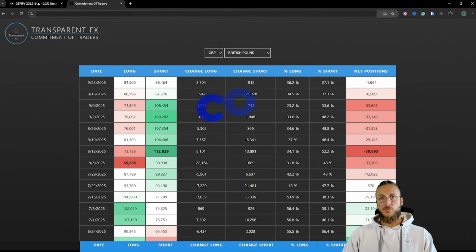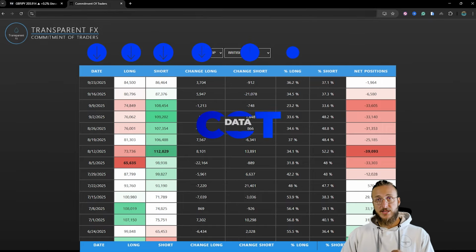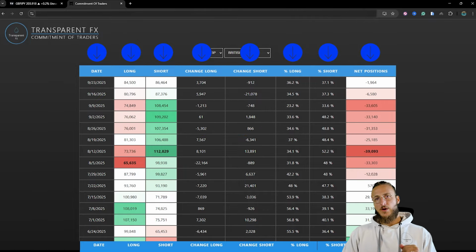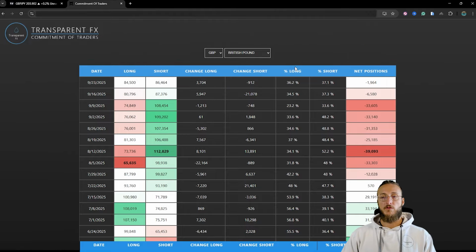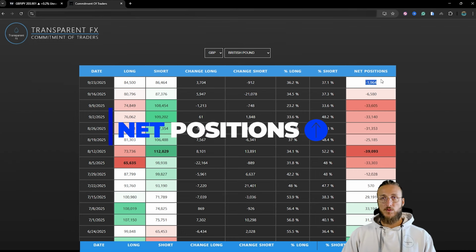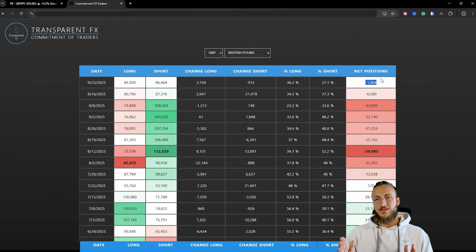Now, if we move to the commitment of traders analysis to see what institutions in the market are doing, and we look at the data for the GBP, what we can see is that even though we're missing the very last few reports because of the US government shutdown, we are still seeing an increase of the net positions from minus 33K to minus 1.9K with the last reports that we were seeing.